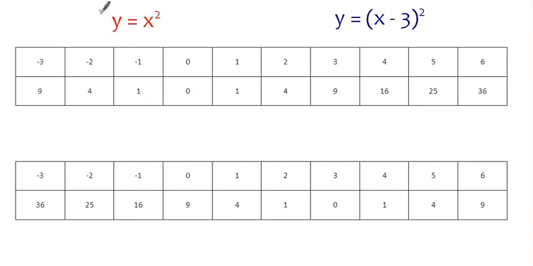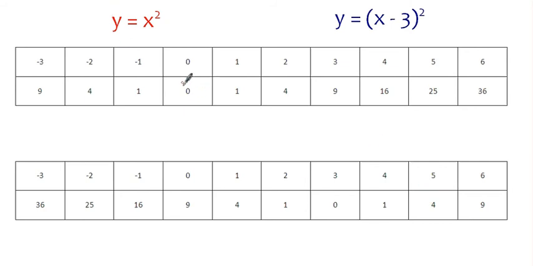Next, let's take a close look at the table of values for these two functions and see what we can learn by comparing them. Along the top, we have values of x, and on the bottom row, we have values of y corresponding to the red formula. For instance, 3 squared gives 9, and 4 squared gives 16. In the bottom table, again, values of x are along the top, but this time we're using the blue formula, (x minus 3) squared. For example, 6 minus 3 would give 3, and 3 squared gives 9. 5 minus 3 would give 2, and 2 squared would give 4.